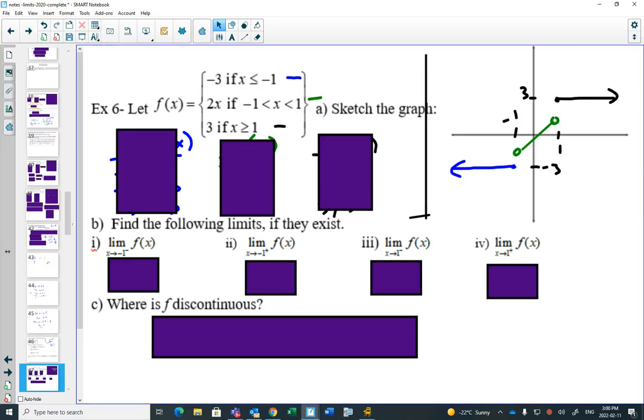So here's our graph. And now we are to see if we can figure out the following limits, if possible. Some of them are left side limits, some of them are right side limits. And I'll put the answers up in a bit.